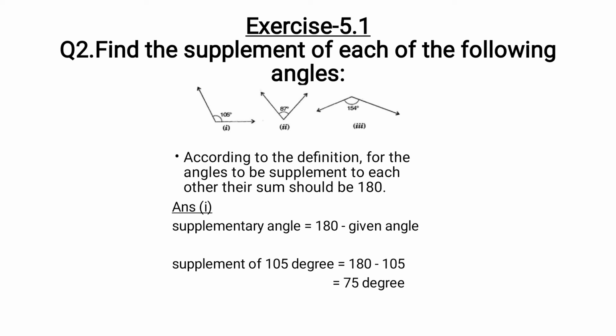Here too, we will understand this with the help of figure 1. Here in figure 1, we are given an angle of 105 degrees. So now, according to the definition, for angles to be supplementary to each other, the sum should be 180. Therefore, supplementary angle is equal to 180 minus given angle. Here, the given angle is 105 degrees. Thus, the supplement of 105 degrees is equal to 180 minus 105, that is 75 degrees. Thus, we can say that the supplement of 105 degrees is 75 degrees.